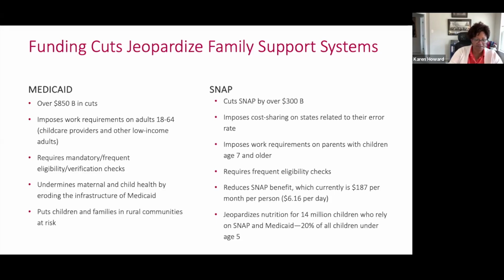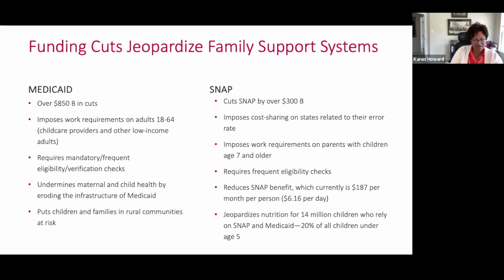And as we're looking at family support systems, you know that children live in families and adults must be secure and have health care as well. It does that by frequent eligibility checks. And we already know about 90% of those on Medicaid are already working. And it undermines maternal and child health. It puts children in rural communities in a particularly bad position because hospitals will suffer and likely close.